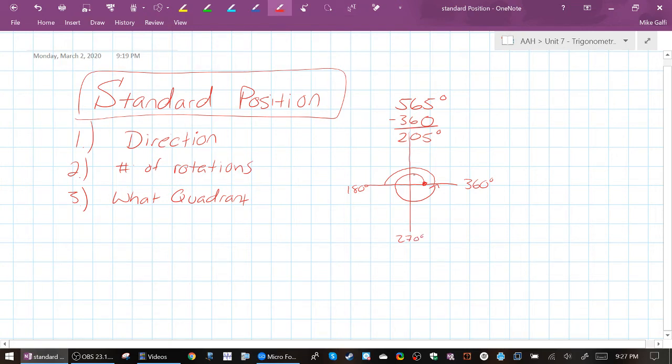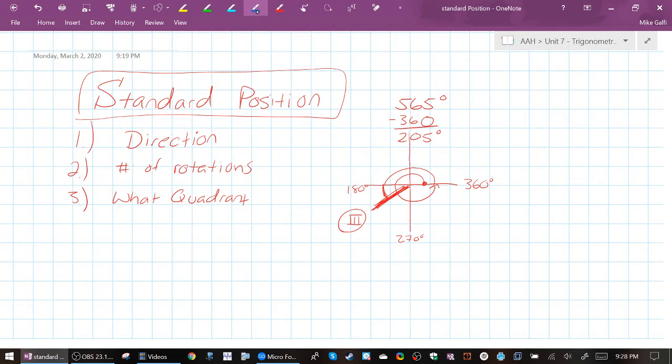So I'm at one full circle is 360. To get to 205 more, I have to go 180 more, and then an extra 25. But that's going to put me somewhere in this quadrant right here. So I'm going to put my terminal end right there, saying it's going to stop there, and this is in quadrant 3.